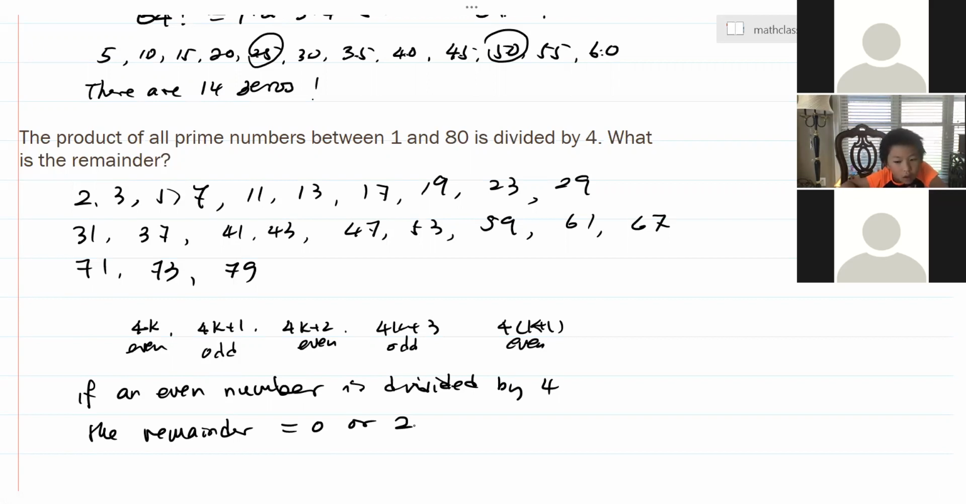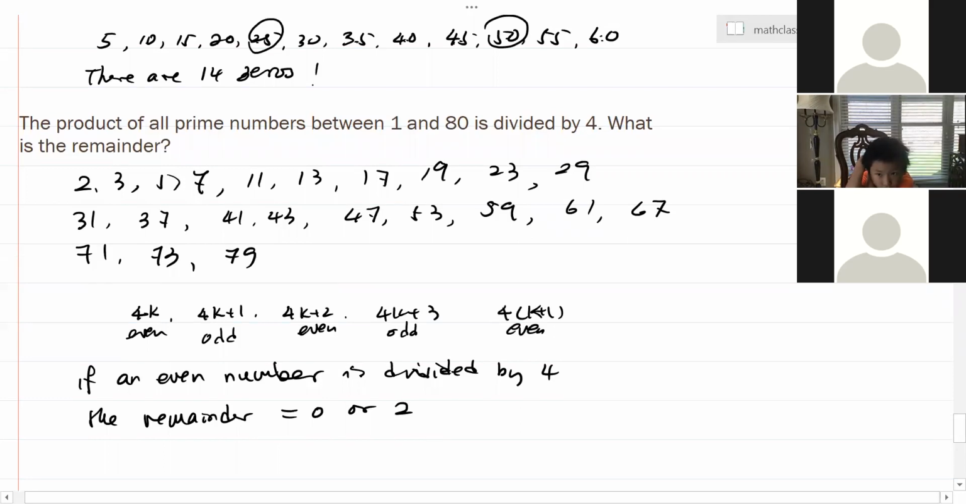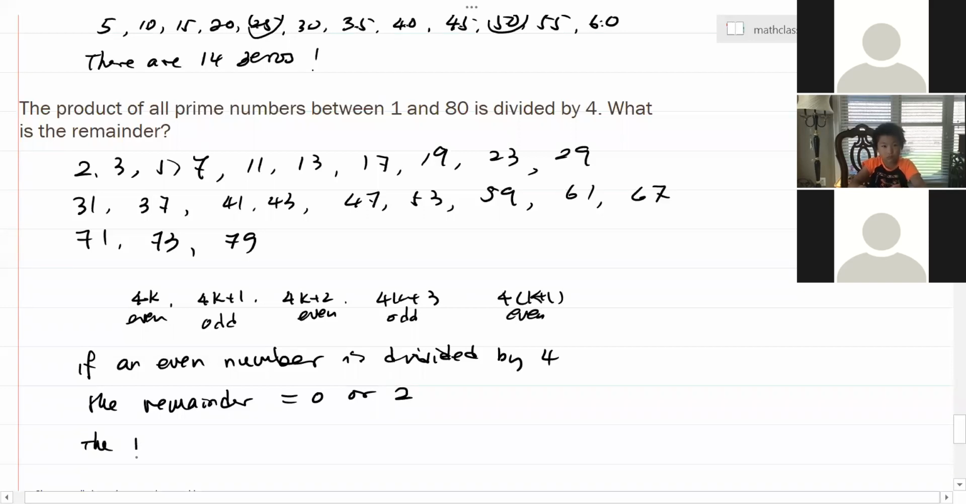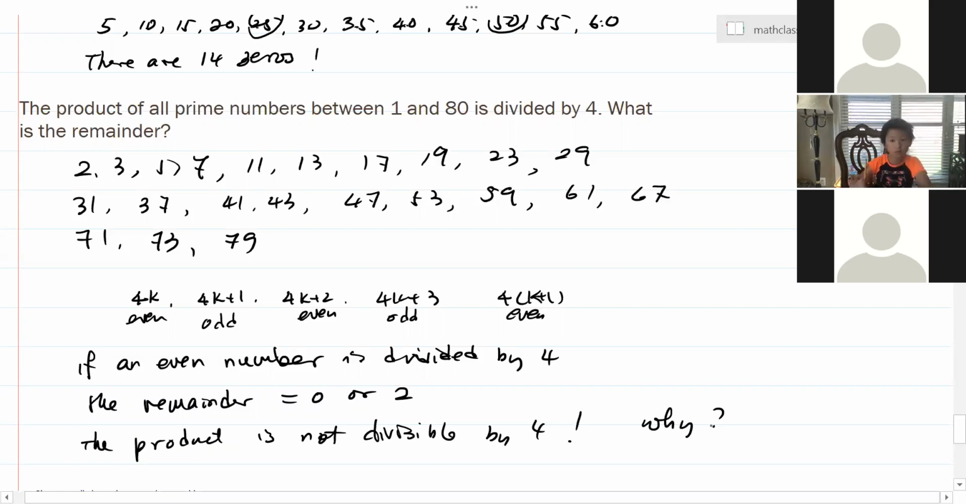Do you think when it's 0? If the remainder is 0, this number must be divisible by 4. But here the number is not divisible by 4, clearly. The product of those prime numbers is not divisible by 4. Why? Because it's an even number, but it does not have another factor of 2. So you have to think about why this number cannot be divided by 4.